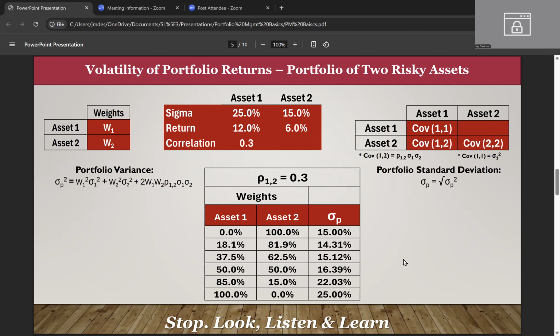So then we have to look at, okay, if asset one produces a return that's above 12%, or its return increases next period, what will asset two's return do? Will asset two's return increase as well, or will it stay the same, or will it decrease? In other words, we have to take into account how the returns of asset one and asset two vary or co-vary, if you will, right?